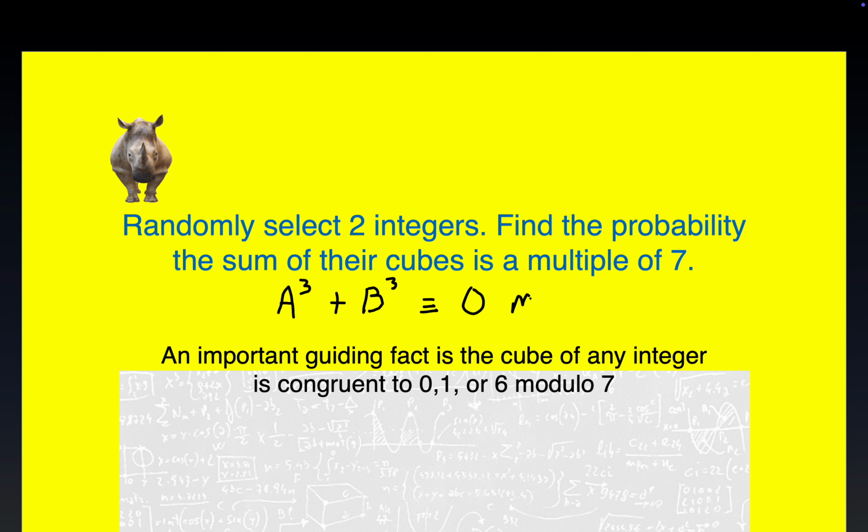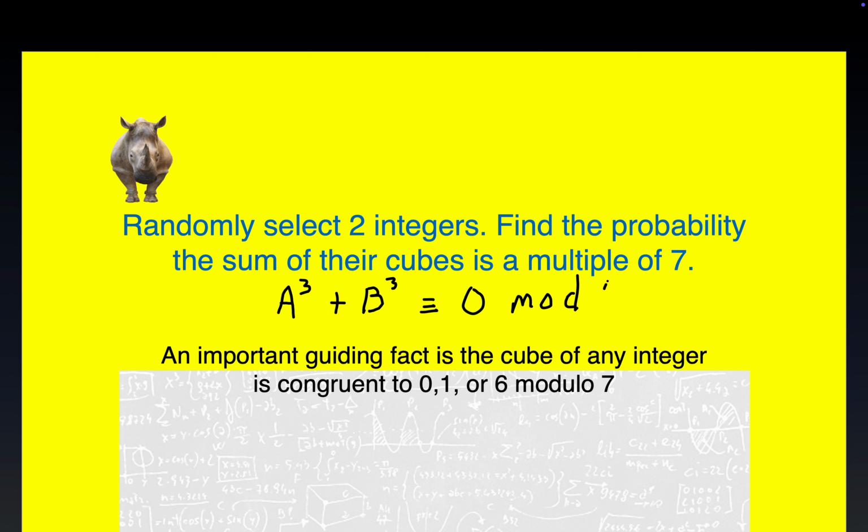Right, today we have a problem where two integers are randomly selected, and we want to know what is the probability. Let's let A be the first randomly selected integer, and let's let B be the next one. Another way of stating what we're seeking here is that A cubed plus B cubed would be congruent to 0 mod 7. Again, mod is just an abbreviation for modulo.